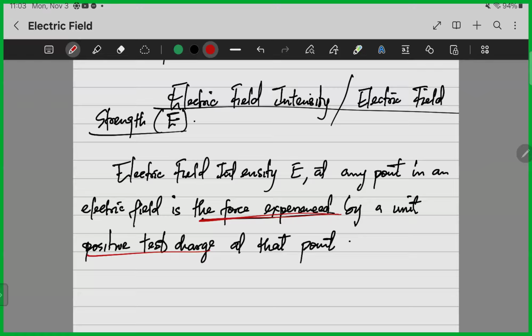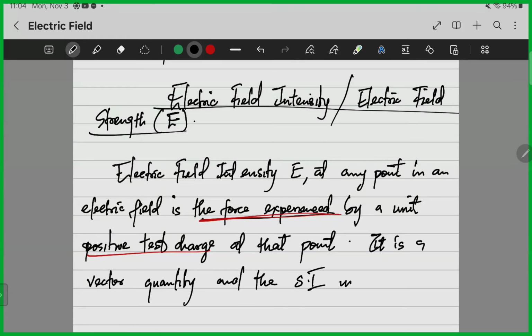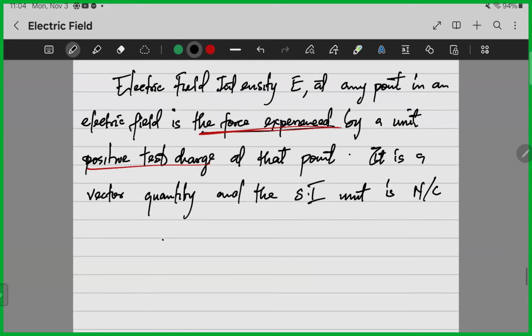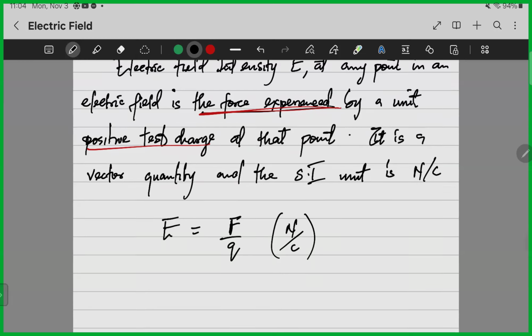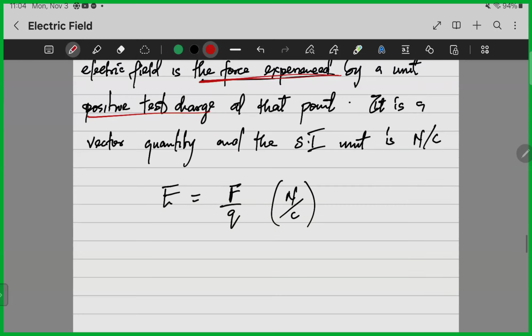So it is a vector quantity, and the SI unit is Newton per coulomb. The formula for electric field E is force over Q. That's where you get Newton per coulomb. So please take note of this formula: electric field, force over Q.